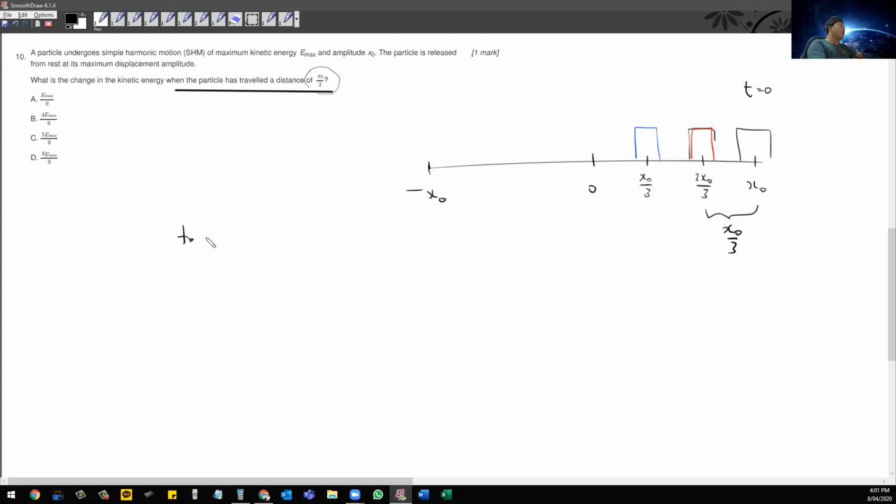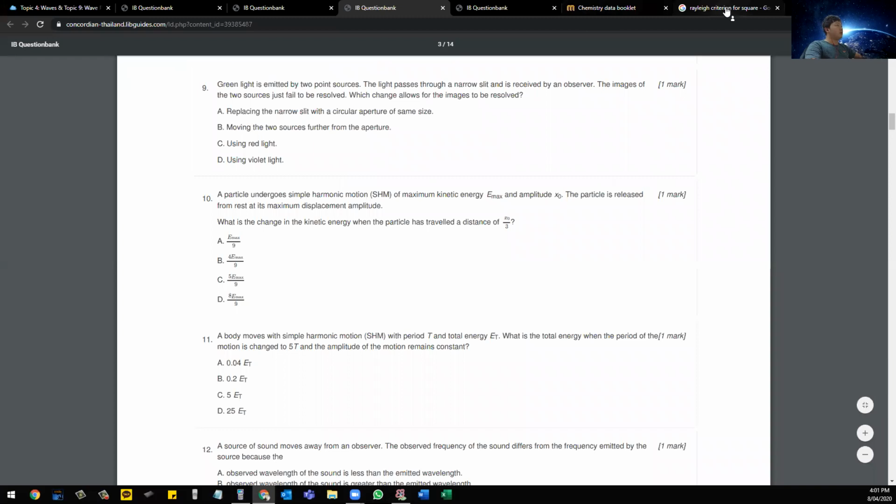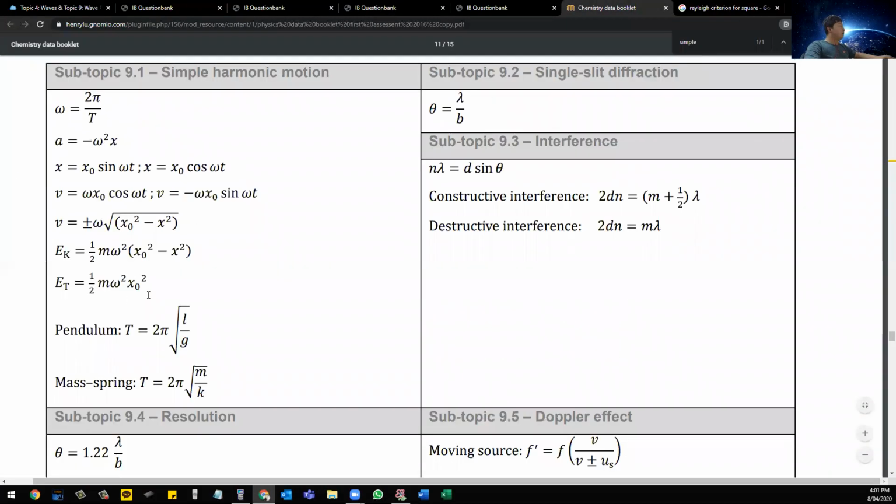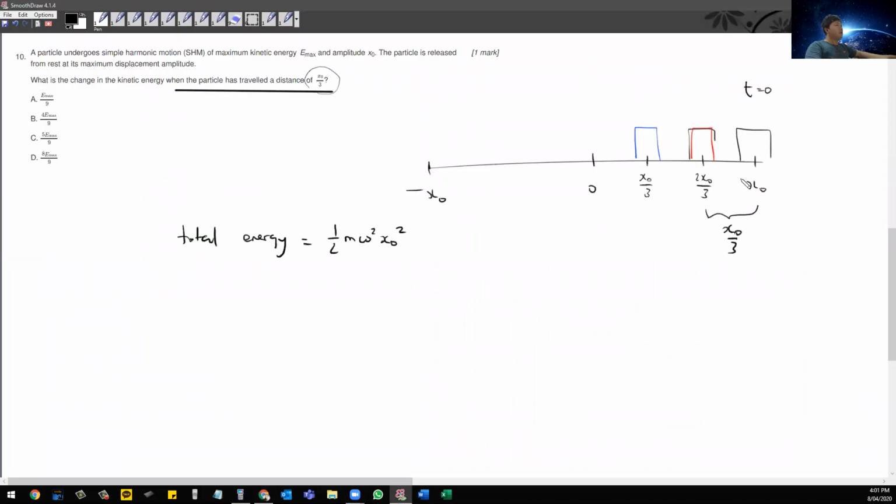So the total energy is equal to half m omega squared x naught squared, we know this equation, right? That's the total energy given by this formula sheet. Right here, that one there, right? Half m omega squared x naught. So that's the energy there.